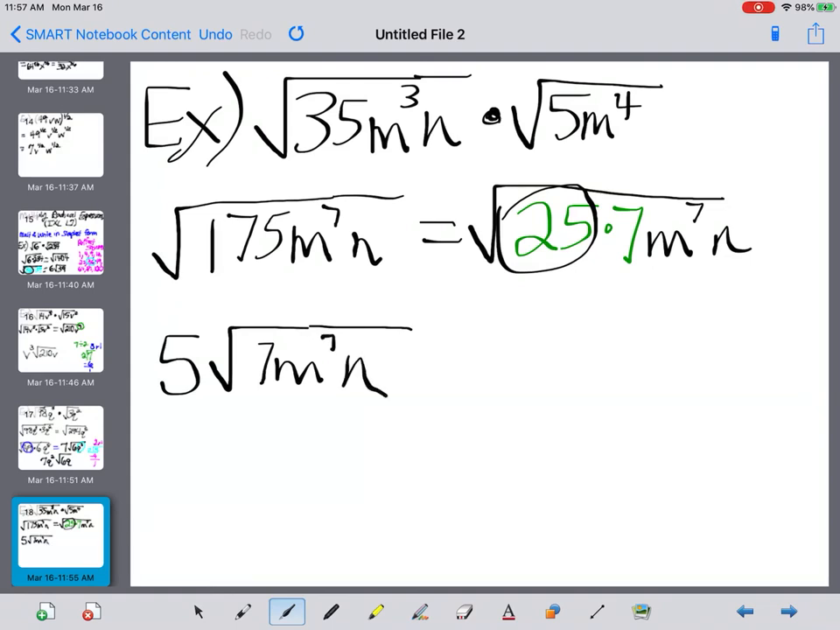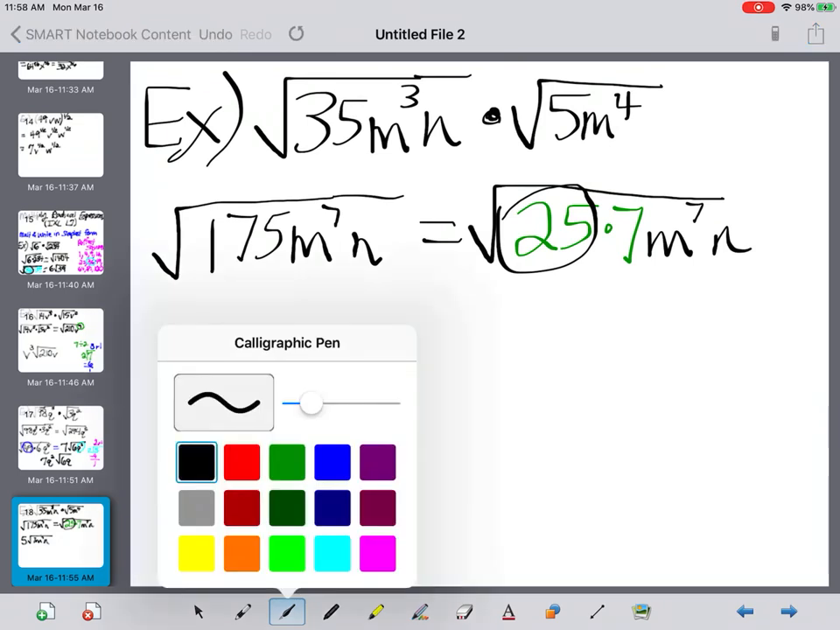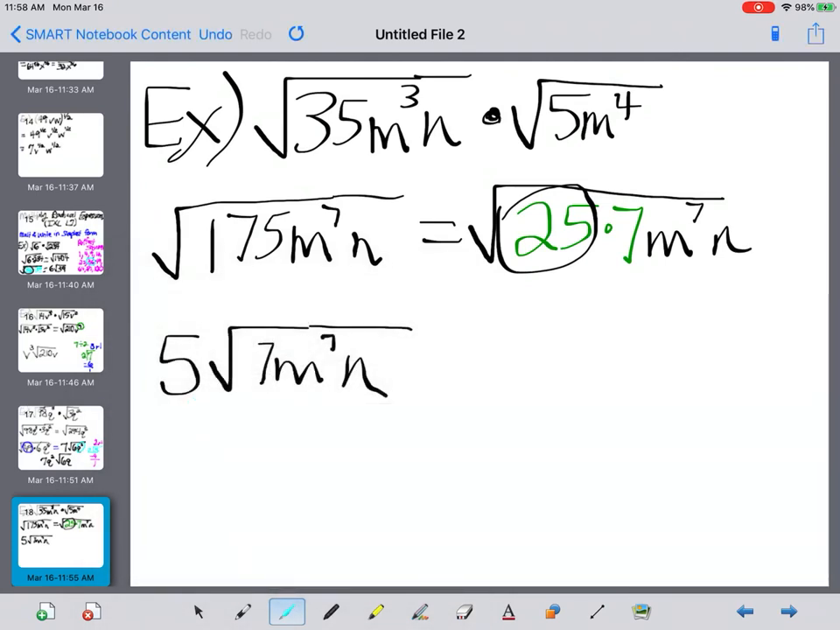Now, we're not done, because I have m to the 7th inside there, and I know some of that's going to come out. Regarding the n's, I only have 1 n in there. In order to come out, I need to have at least 2 n's, because we're doing square root. So to have a perfect square, I'd have to have n to the 2nd. But I have m to the 7th, so let's deal with that. So we're going to do 7 divided by 2.